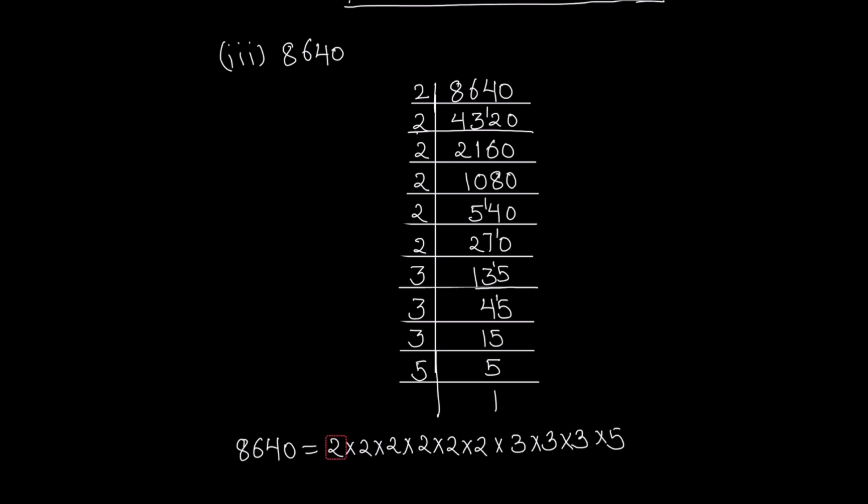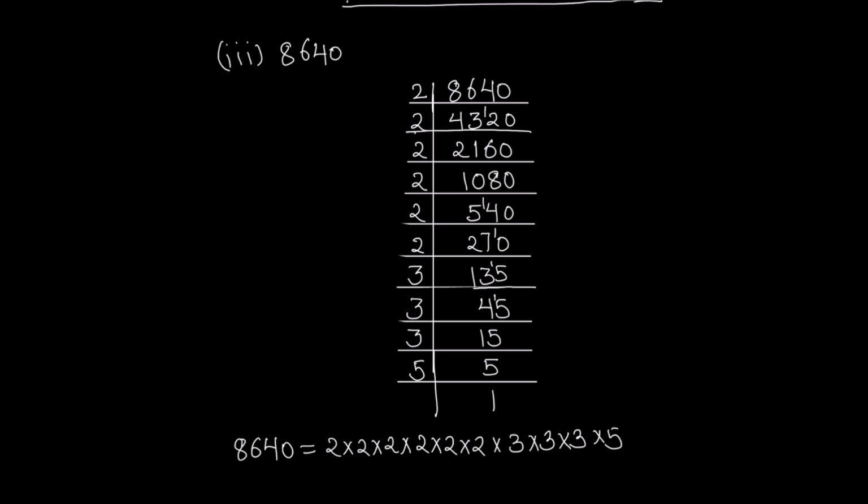Now we'll group the factors in terms of triples. So that's 2 times 2 times 2, 2 times 2 times 2, 3 times 3 times 3, and there's one number left, so 8640 is not a perfect cube number.